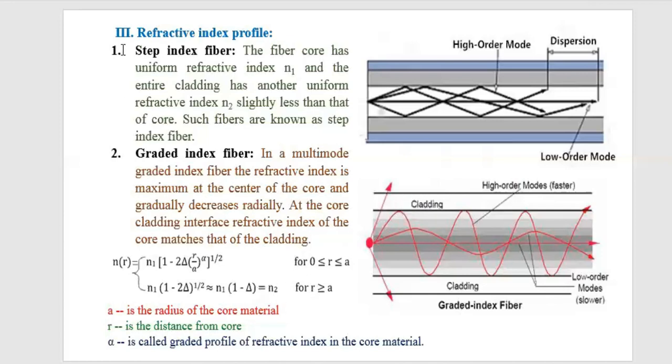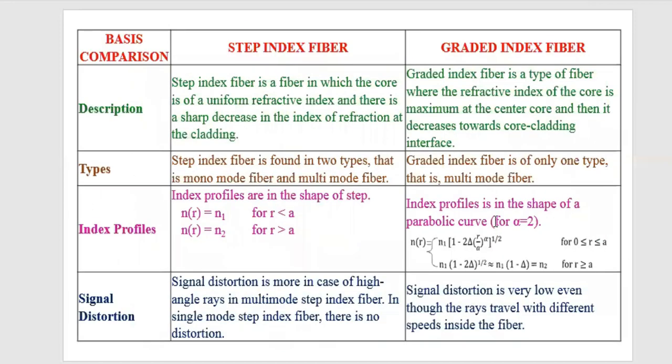Now let's see the differences between step index and graded index fibers in detail. In step index fiber, the refractive index is uniform throughout the core and the cladding material, with a sharp decrement as a step. But in graded index fiber, at the center axis of the core the refractive index is maximum, and going from the center toward the ends, the refractive index decreases gradually. In step index fiber there can be single mode and multimode, but in graded index fiber only multimode transmission takes place.